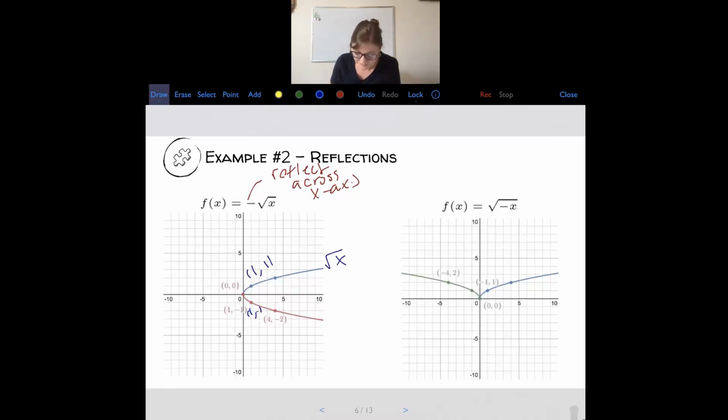Okay. For f of x equals the square root of negative x, this is a reflection across the y-axis. So again, if we were to fold this, let's say the blue line wasn't there. If we were to fold it and imprint it, okay, we would get the green line. Okay, and notice here we have a point at 1, 1, and our corresponding point when we reflect it across the y-axis is negative 1, 1.